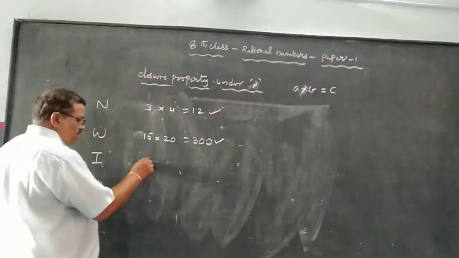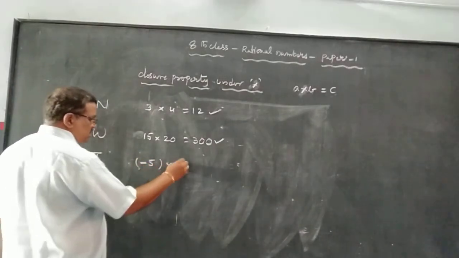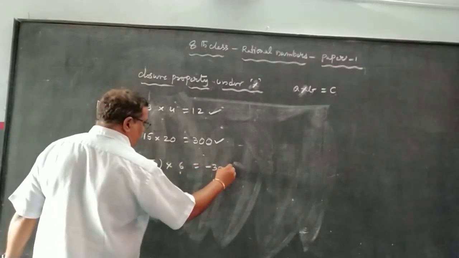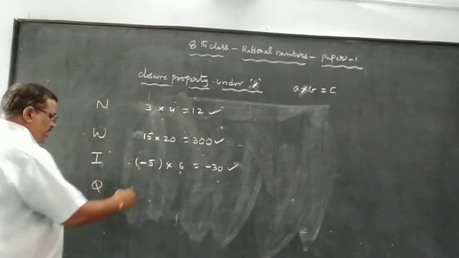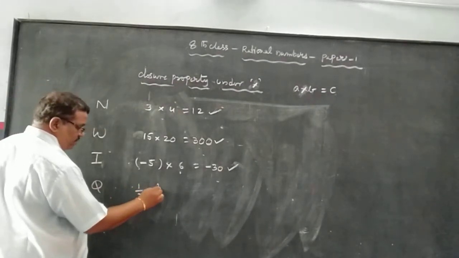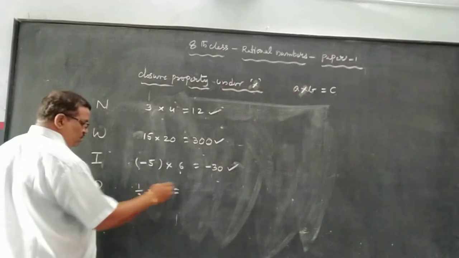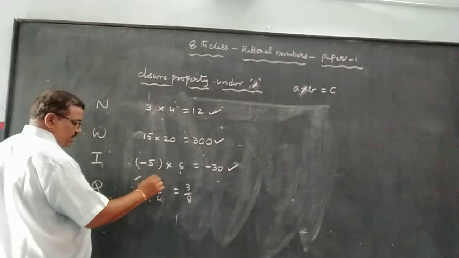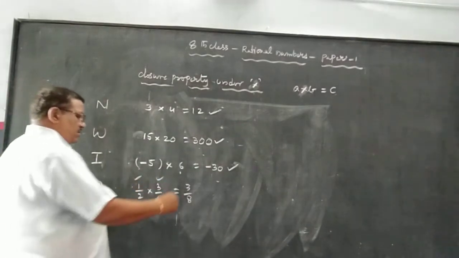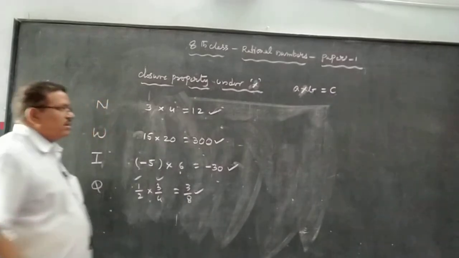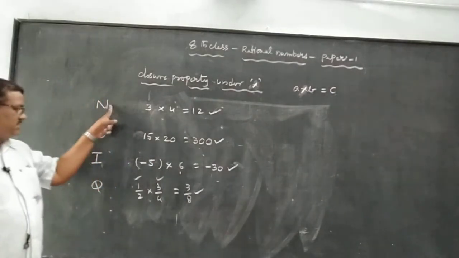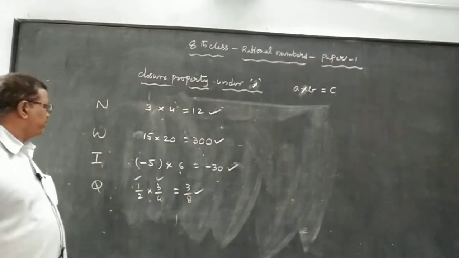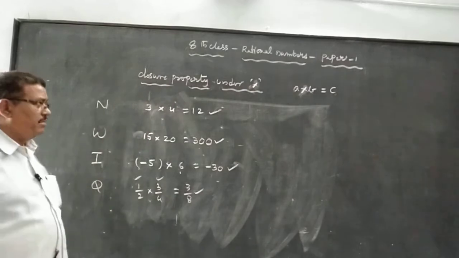Now take integers. Minus 5 is one integer, 6 is another integer. Minus 5 into 6 is minus 30. Minus 30 also belongs to the set of integers. Next, 1 by 2 into 3 by 4. Multiply this one: 1 into 3 is 3, 2 4s are 8. This is one rational number, 3 by 4 is another rational number. The product is also a rational number. Clearly, natural numbers, whole numbers, integers and rational numbers will satisfy the closure property under multiplication.